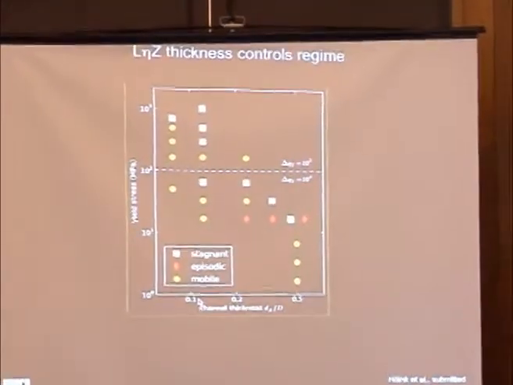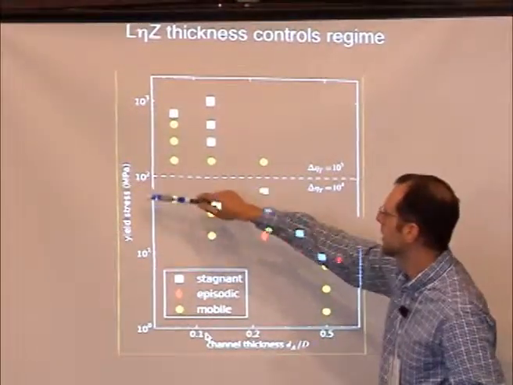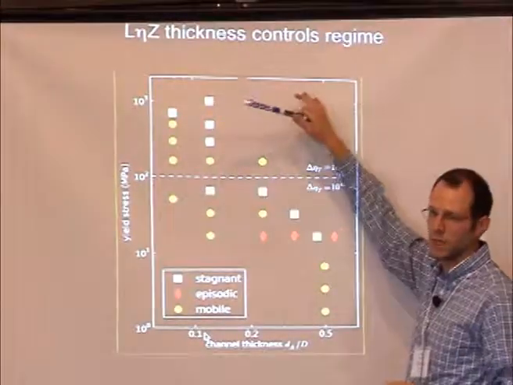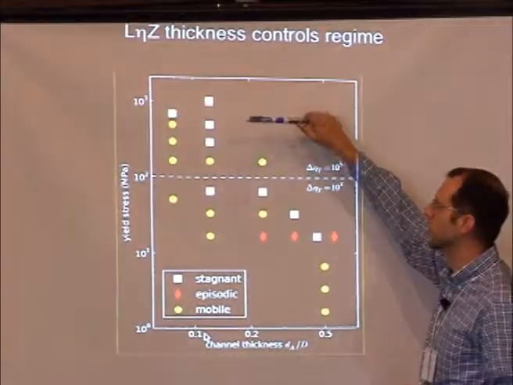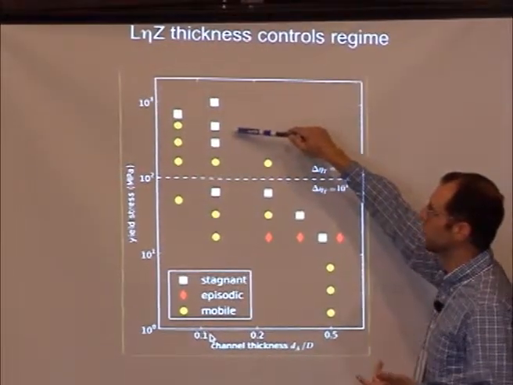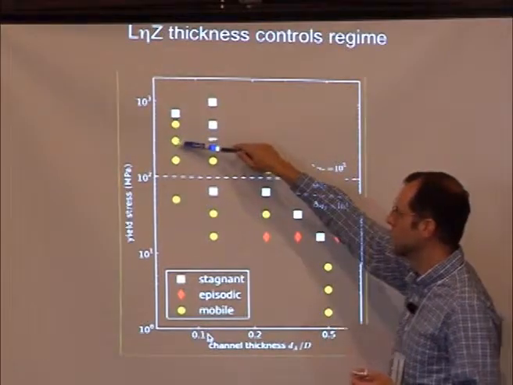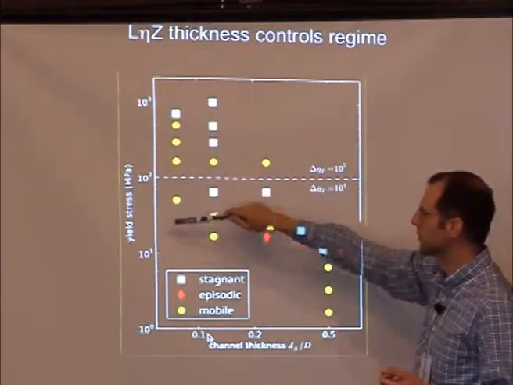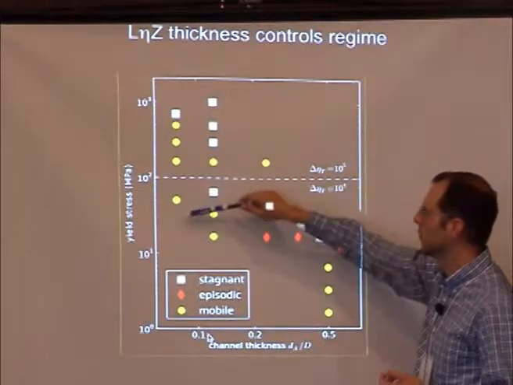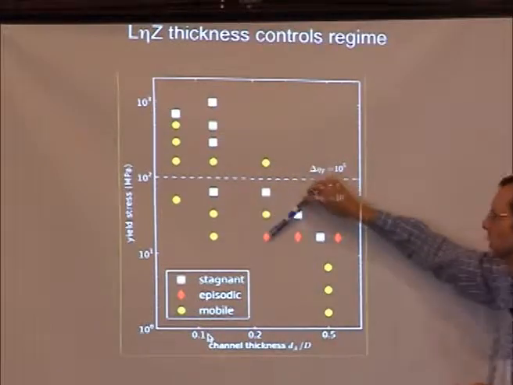You can also plot a regime diagram. So this again would be channel thickness versus the applied yield stress. What many people have found is that if your yield stress is sufficiently high, so if you make it hard for your plates to break, you get into a stagnant lid mode. But if you then introduce a low viscosity zone, you can always go mobile if you want to. Likewise, if you're in a low yield stress situation, you'll find mobile lid convection, the yellow dots. But if you increase that shear zone, the shear scale, again, you can go episodic and you can get stagnant lid convection.